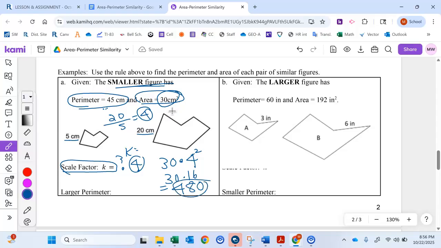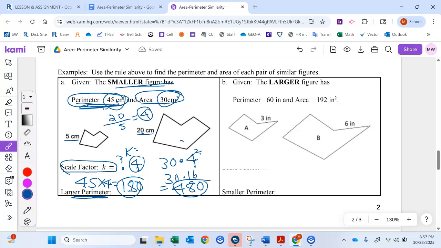So that's actually equal to 480, okay? So that means, what do we do to get the large perimeter? We have to go 45. So that's the smaller one, right? Times 4. I didn't do that before, but I should have. So that's going to be 180, right? So again, it's going to be 45, the perimeter of the small one, times 4, that we got by 20 divided by 5. Here, for the area, we have to take 30 times not just 4, but 4 squared to get 480, okay? So I want you guys to try this one, and then pause the video and then come back.